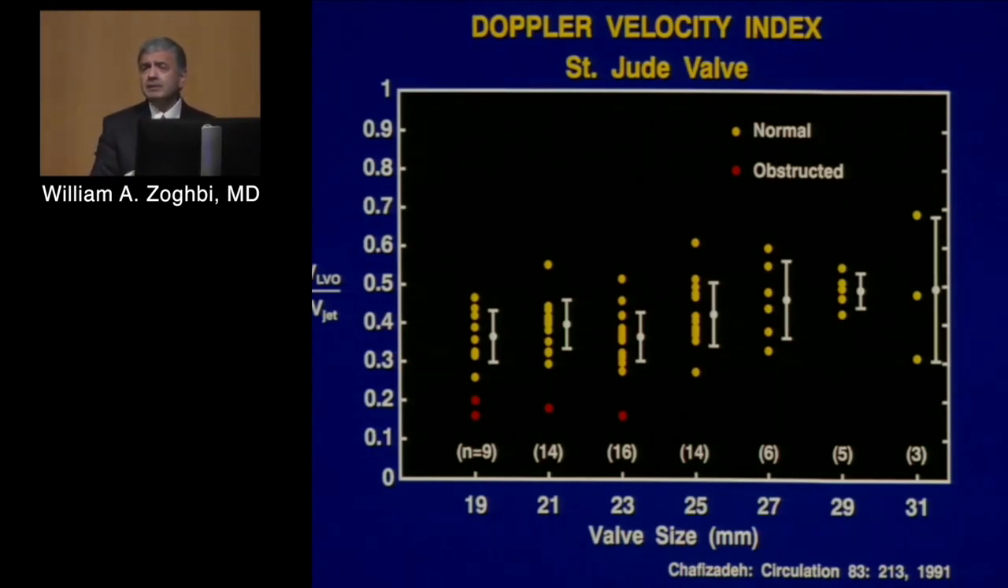Why? Because I may not know the size of the valve, but I know at least for this prosthetic valve, a bileaflet valve, my usual Doppler velocity index is about 0.4 or so, with plus or minus, normally greater than 0.25.